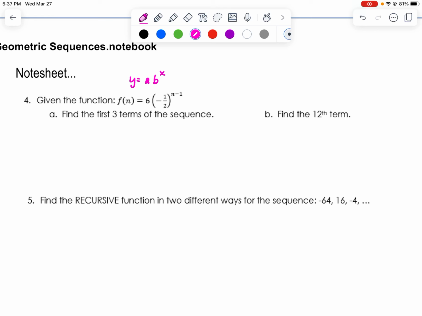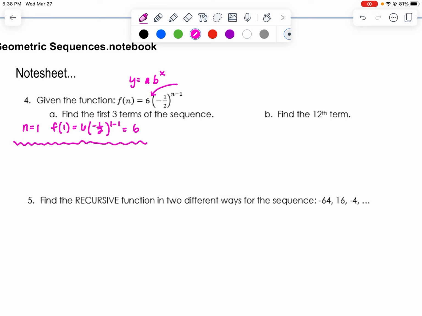So first thing we're going to do is this is our function that allows us to find any term, and we need to find the first 3. So first we need to find n sub 1, or n is 1, the first term. So f of 1, the first term, is 6 times negative 1/2 to the 1 minus 1. You can do that in your head or type that in the calculator, but you end up with 6. And again, this is our exponential function. Remember when we did word problems, this 6 here was our starting amount. So all of this is connected. That 6 is our starting amount.